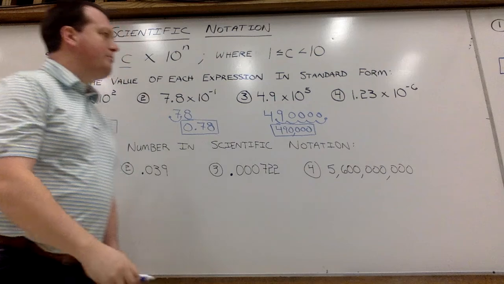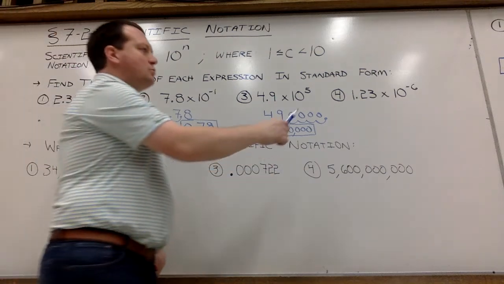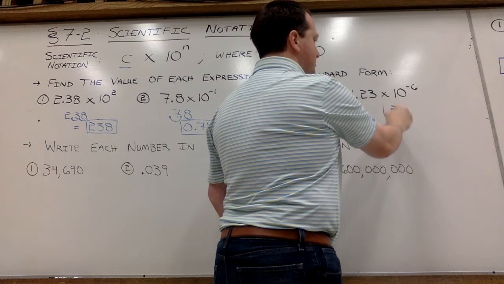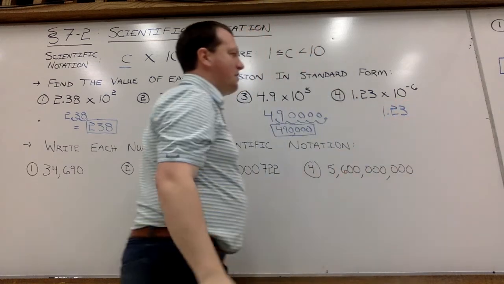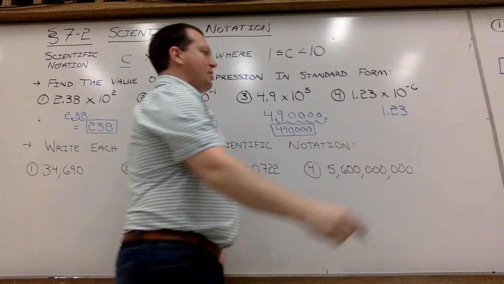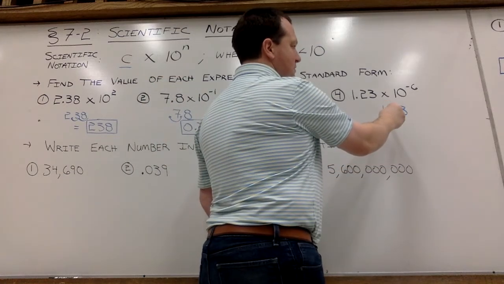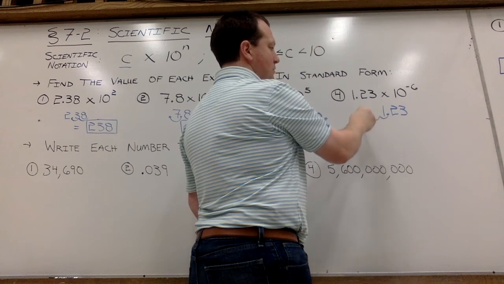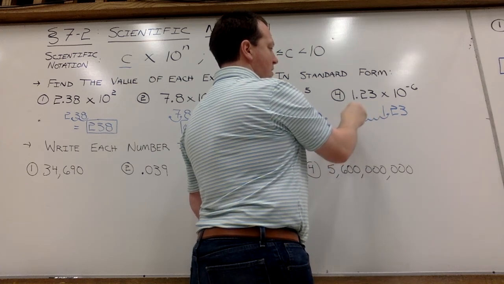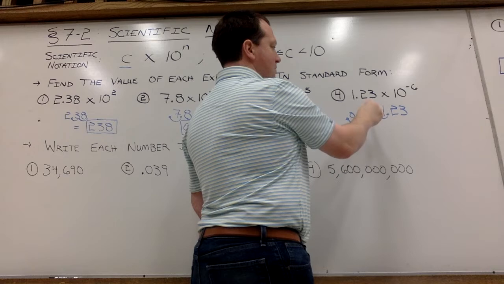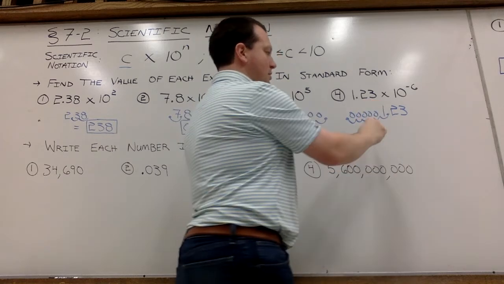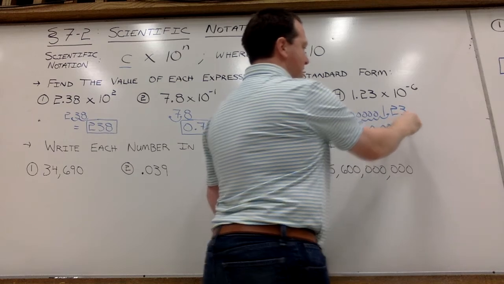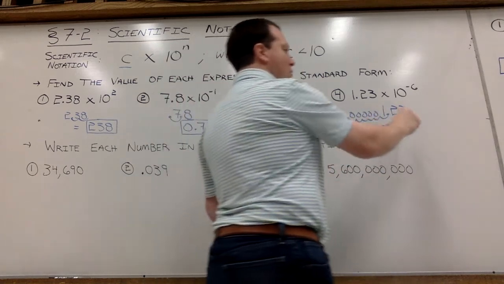That's all I'm looking for. And then finally, we have 1.23 times 10 to the negative 6th. So I'm going to start at my decimal place and move 6 units now to the left. We got 1, 2, 3, 4, 5, 6. So you'll have 1, 2, 3, 4, 5 zeros before your 1, 2, 3.